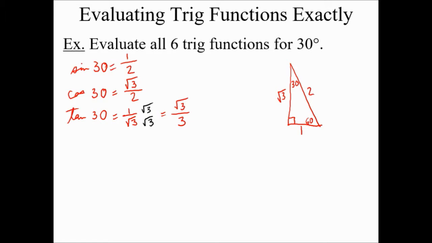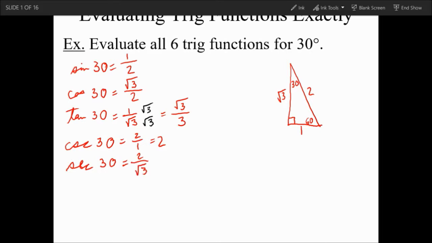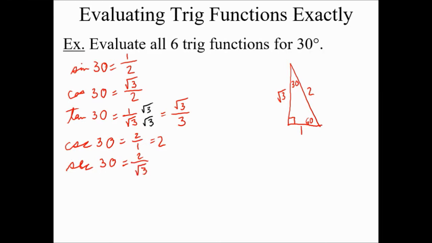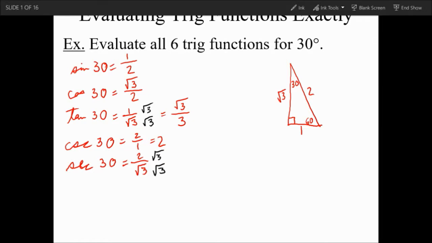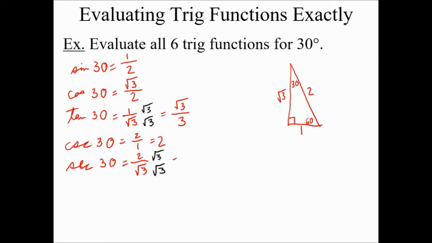We can also find the others. The cosecant of 30 would be 1 over the sine of 30, so that'd be 1 over, instead of 1 over 2, it'd be 2 over 1, or just 2. The secant of 30 would be, again, flip that cosine, so it'd be 2 over radical 3. Once again, we have to fix that. We have to multiply top and bottom by the radical we don't want to be on the bottom. So we get 2 radical 3 over 3.